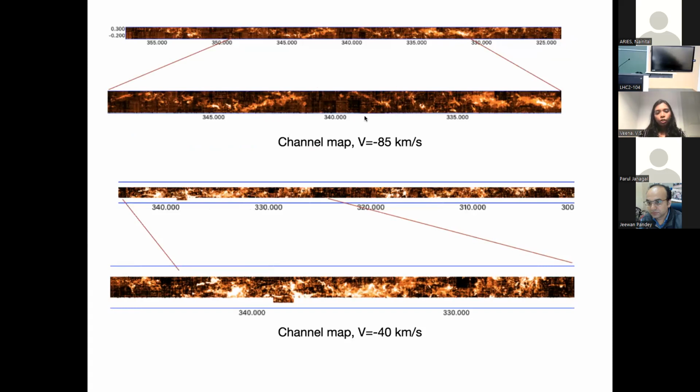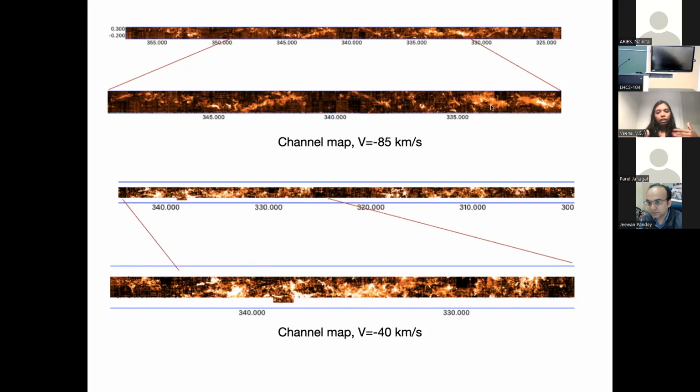If we compare this with some of the channel maps in other velocity ranges, for example, the first one shown here is the channel map at minus 85 corresponding to the wave, whereas the bottom panel shows a velocity map at minus 40. This corresponds to emission from the Scutum arm. If we compare the wavy feature emission with the Scutum arm emission, you can clearly see that at minus 40, the emission is more patchy and diffuse, and it doesn't have any specific latitude range. It extends from, say, minus 0.5 to 0.5. Definitely you see some substructures within the diffuse emission.